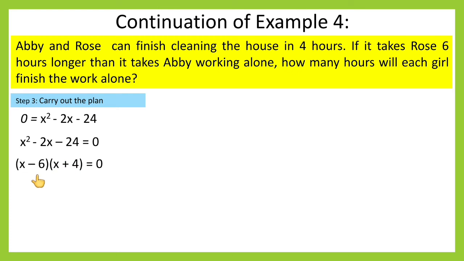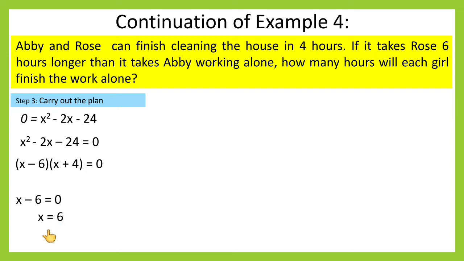We use factoring method. So, the factors of x squared are x and x. Ang factors ng negative 24 na ang sum ay negative 2 ay negative 6 at saka positive 4. Let's check. Negative 6 times 4 is negative 24. Negative 6 plus 4 is negative 2. And then, equate natin sa 0. Ang first factor ay x minus 6, so equals 0. And then solve for x.